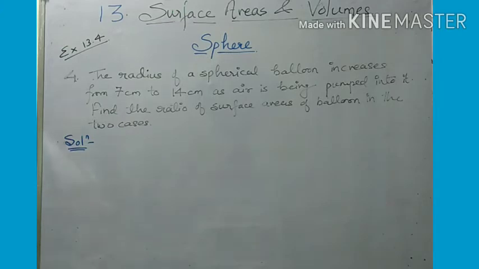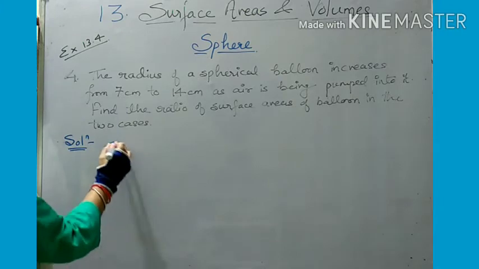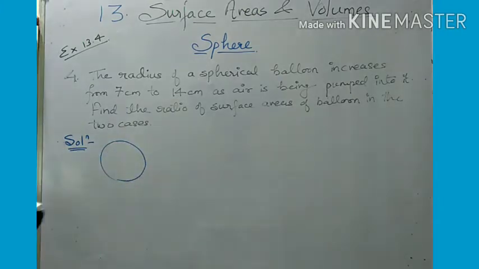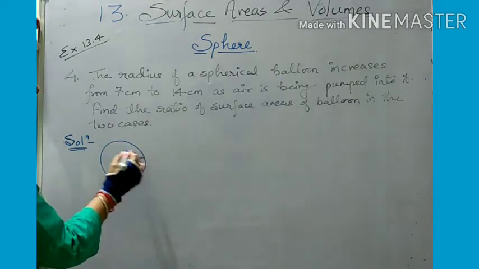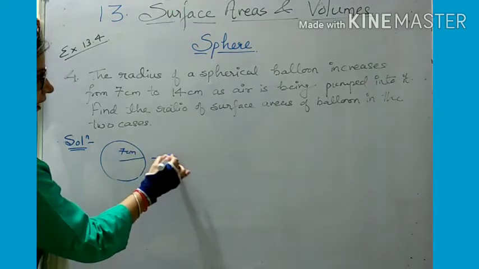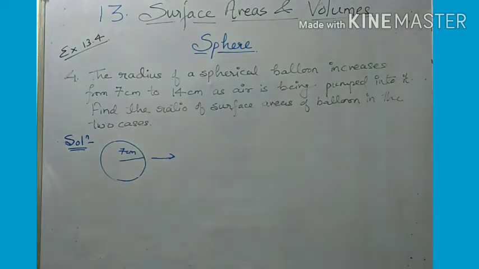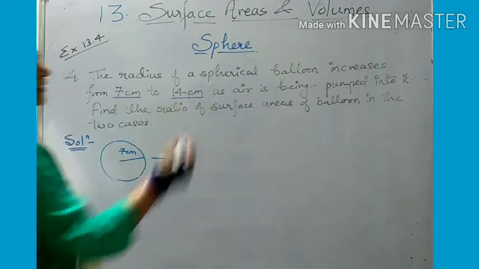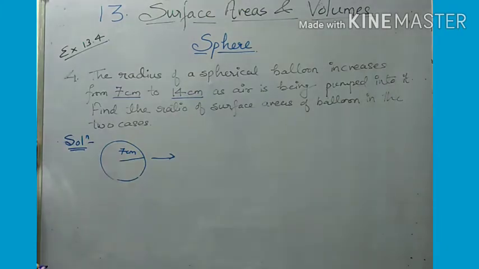Question 4. The radius of a spherical balloon increases from 7 centimeter to 14 centimeter. Now this is a balloon, suppose. Okay. So what is the radius here? The radius is 7 centimeter. And when the air is being pumped into it, the radius of the spherical balloon increases from 7 centimeter to 14 centimeter. What we have to find? We have to find the ratio of the surface areas of the balloon in the two cases.